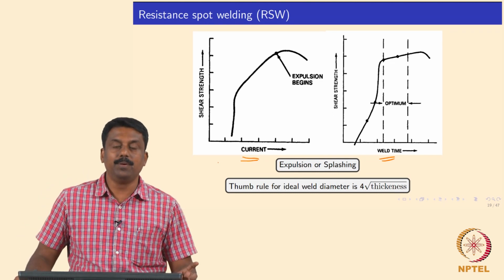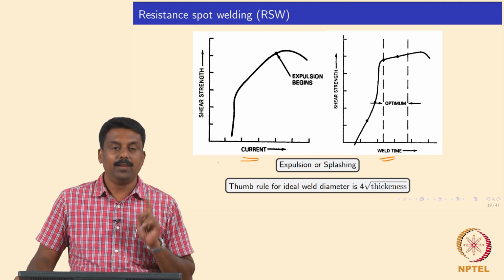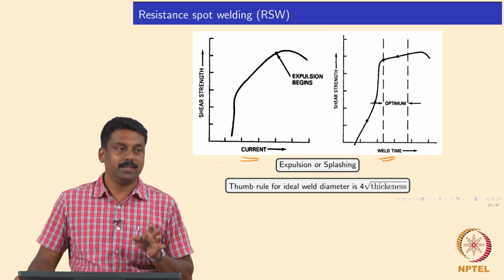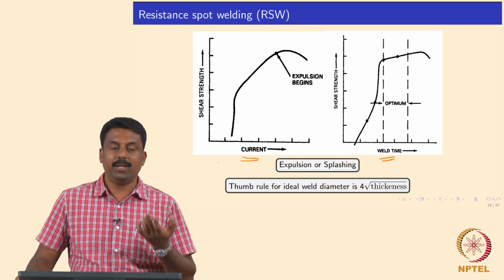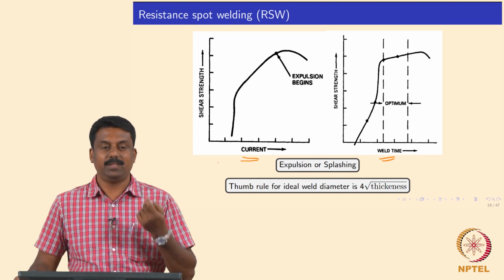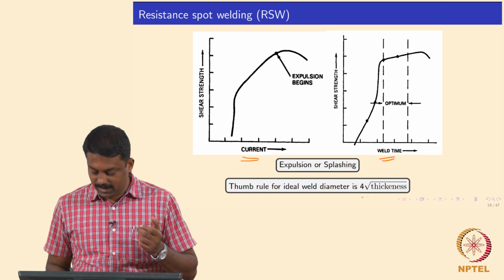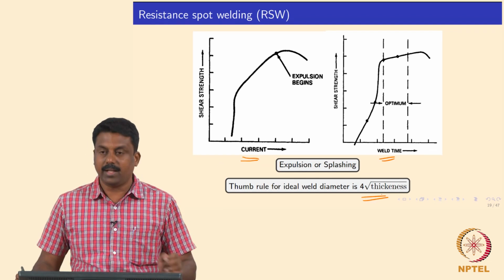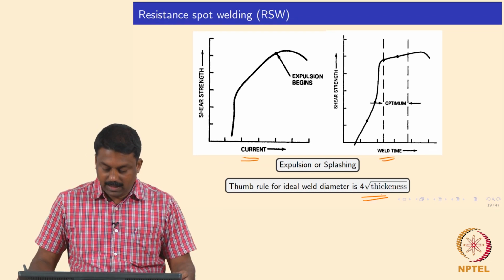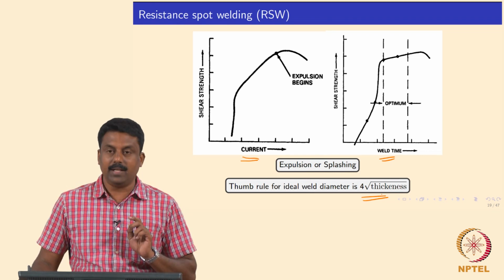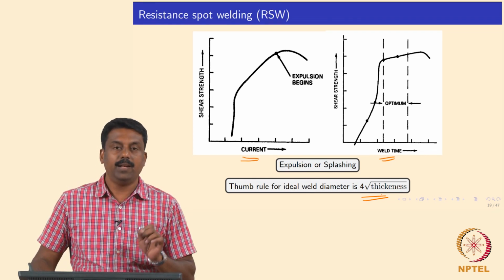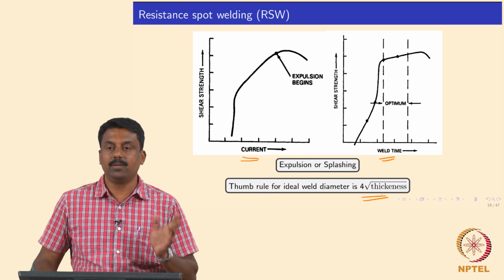So as I said, the thumb rule for ideal weld nugget diameter is 4 times square root of thickness, and it is also governed by the automotive industry, okay. Sometimes it will be 4.2 times thickness, okay. So it does not matter. So the ideal diameter is 4 times square root of thickness. So in order to achieve the required diameter, we will have to generate what is known as the weld growth curve.